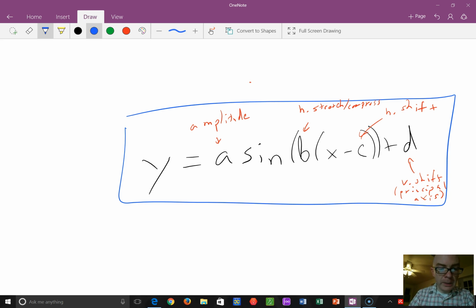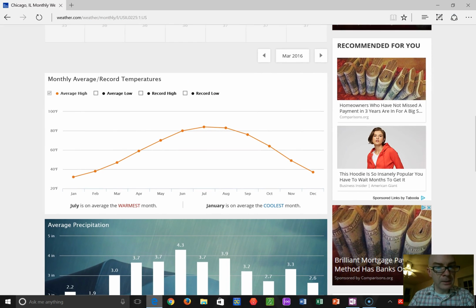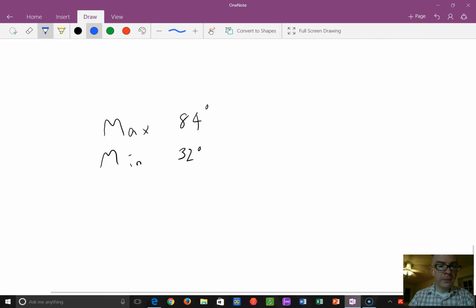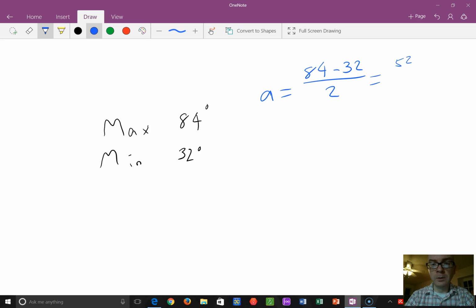That's where we begin. Let's look at the data. And here I can see I've got a wave that's kind of going up and coming down. In particular to note is I've got a high in July of 84 degrees. I've got a low in January of 32 degrees. So working with the high of 84 and low of 32, I've got my maximum, my minimum there. Your amplitude is going to equal 84 minus 32 divided by 2. Okay, and 84 minus 32 gives us 52 over 2, which is just 26.